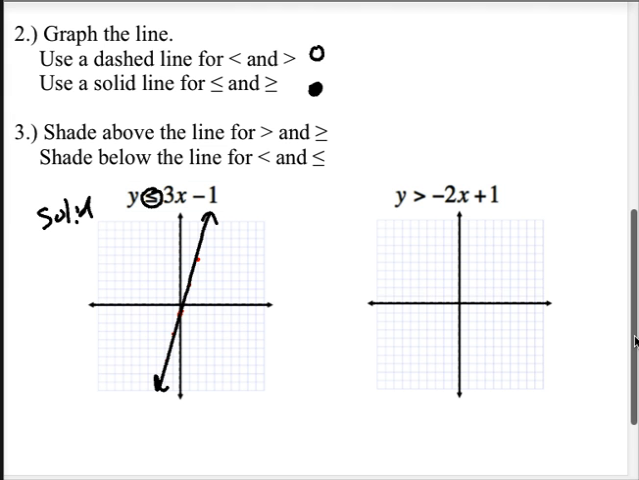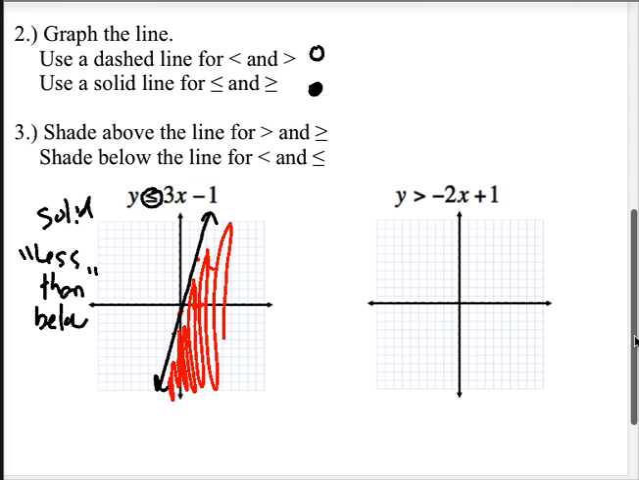And then I look to see where the shading should go. Well, the inequality sign is saying less than. So less than equates to below my line. So below my line, start anywhere and show, oh, below, that's going to be this region right here, that's underneath my line. Then you shade all of that, and that is going to be your solution region.